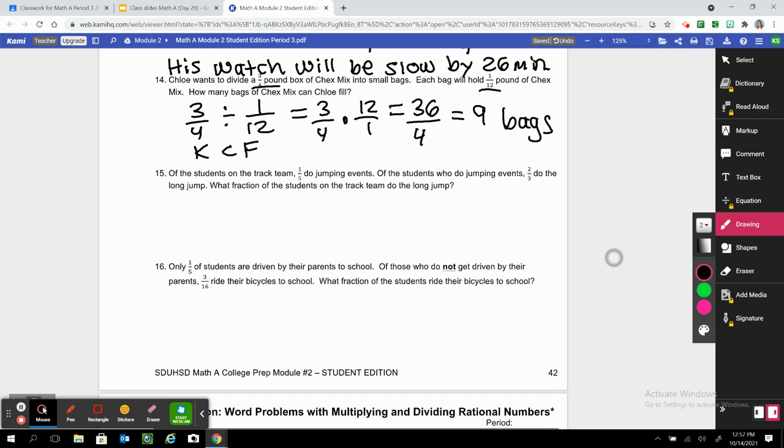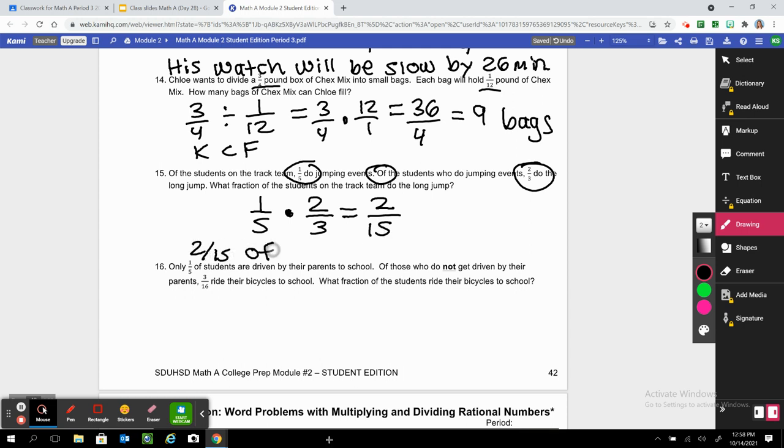All right, and number 15 says, of the students on the track team, 1/5 do jumping events. Of the students who do jumping events, 2/3 do the long jump. What fraction of the students on the track team do the long jump? So I have 1/5 of 2/3. Of means multiply. So anytime you guys see the word of in a word problem, you're going to think multiplication. So multiply straight across. 1 times 2 is 2. 5 times 3 is 15. So it's 2/15 of the track team does long jump. Can't fit it all in here.